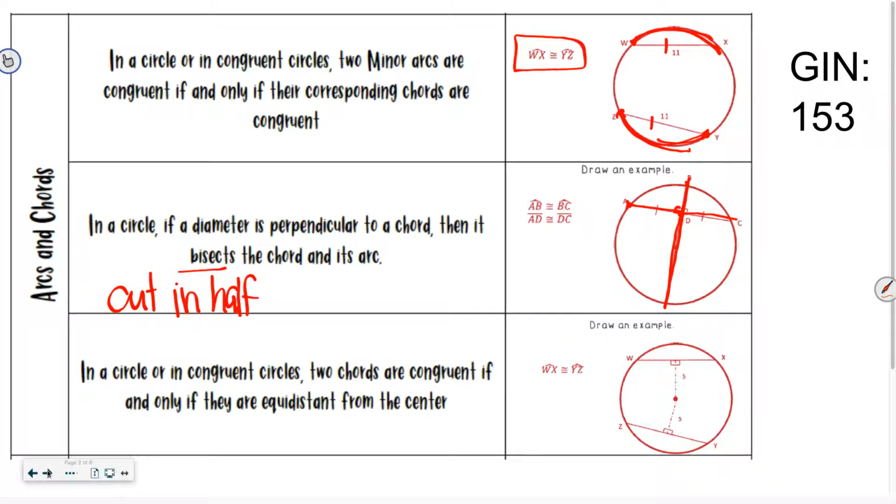The next theorem says, in a circle or in congruent circles, two chords are congruent if and only if they are equidistant from the center. So here they told me that arc WX, and here arc ZY, are congruent. Well, the reason why I know that they're congruent is because these are both 5 units from the center. Do you see they're both the same amount? Because they're both the same distance from the center, that means that arc WX and arc ZY, or YZ, are congruent. But also it means that the straight line that connects W and X is also congruent to the straight line that connects Z and Y. So both of those are congruent. So the curve, the arc here, is congruent, and the straight line is congruent because they're the exact same distance from the center of the circle.